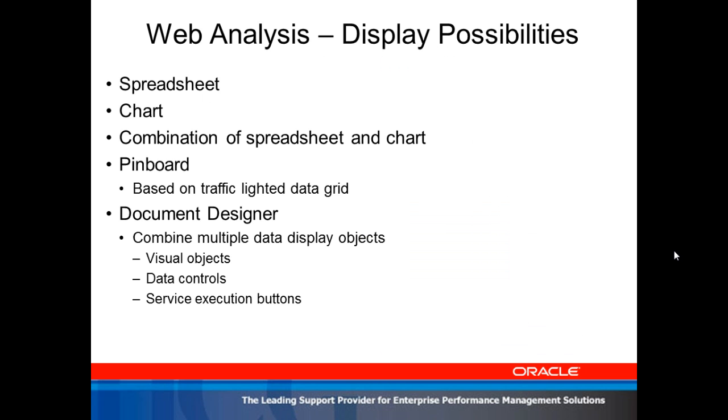Or you can select specific rows and columns for formatting, their headers, their data, and so forth, and even individual data cells. And so the display possibilities include spreadsheets, charts, a combination of a spreadsheet and chart, a pinboard where you do have the pins on a display, but those pins, the colors of the pins, are based on the underlying spreadsheet, which has been traffic lighted to display things in presumably red, yellow, and green.